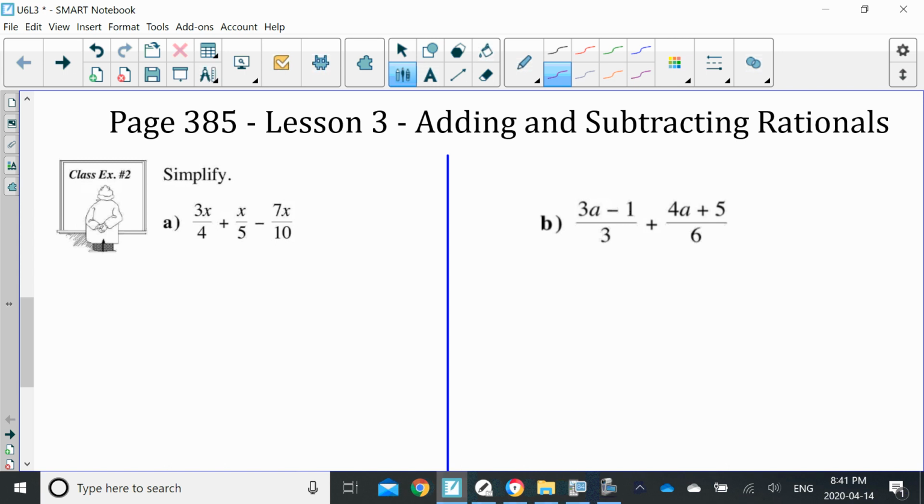So for class example A, look at the numbers 4, 5, and 10. What you have to ask yourself is, what's the lowest common denominator between a 4, a 5, and a 10? So you're basically saying, what's the smallest number that all three of those will go into? The multiples of 4 are 4, 8, 12, 16, 20. The multiples of 5 are 5, 10, 15, 20. And the multiples of 10 are 10 and 20.